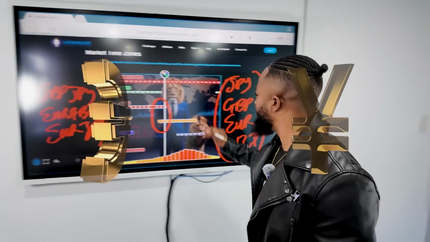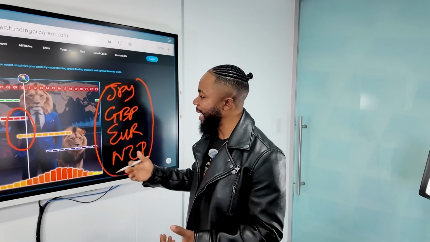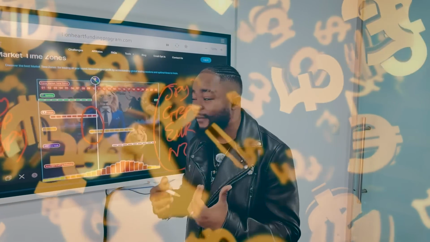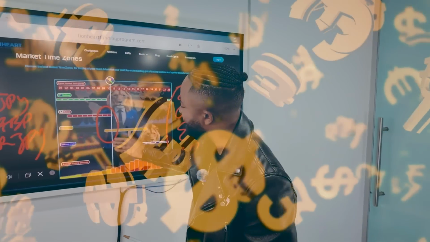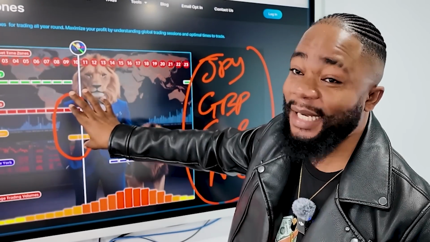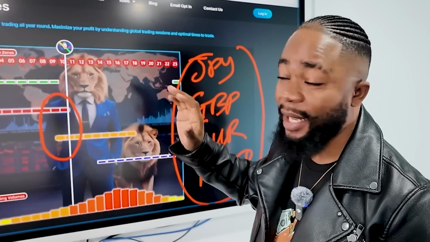Any combination of these currency pairs, maybe Euro NZD or NZD JPY, will be very, very volatile because, as you can clearly see here, we have the two intersections of those markets and they keep blinking as we are speaking.